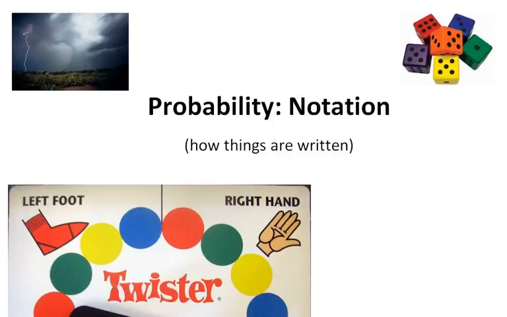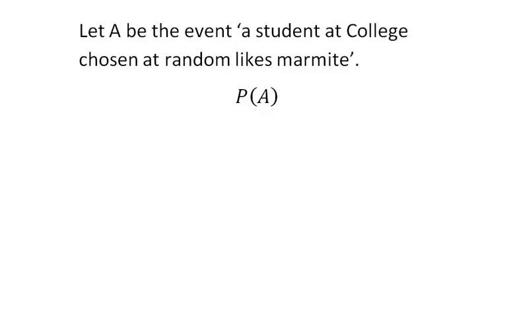So this video is all about the notation that we use in probability. Notation is the way that we write things, and usually it's a shorthand way of writing something that would take more time to say verbally. So the first notation we're going to see is the one that you can see here.